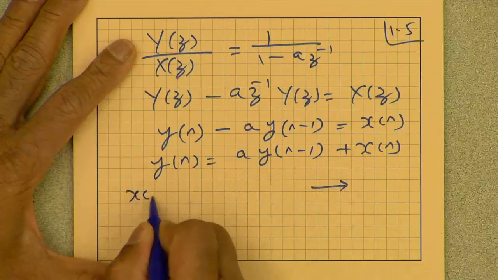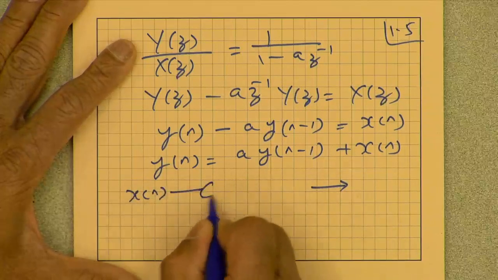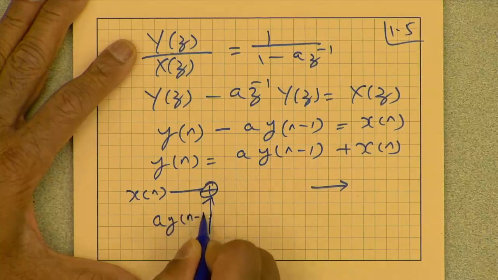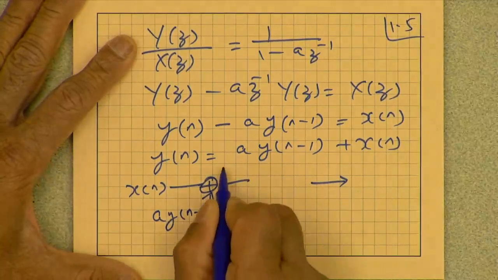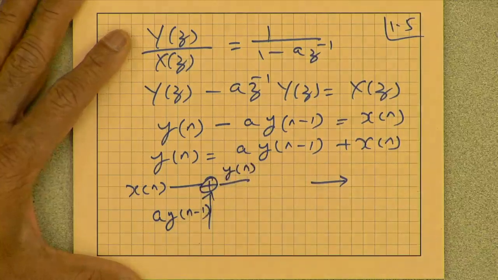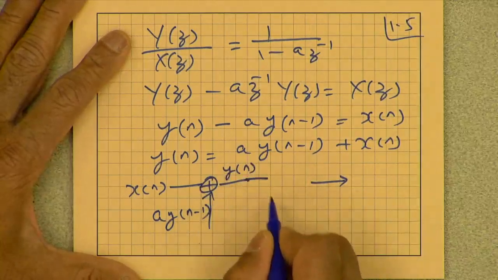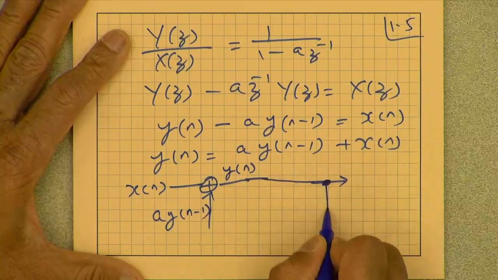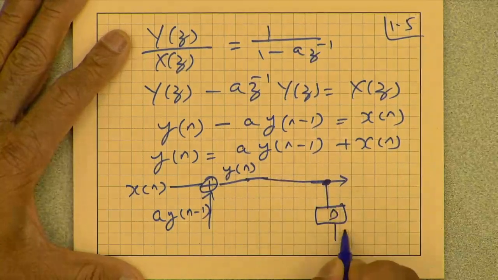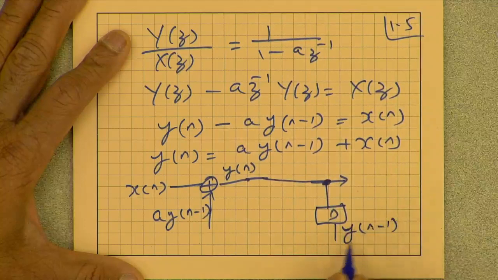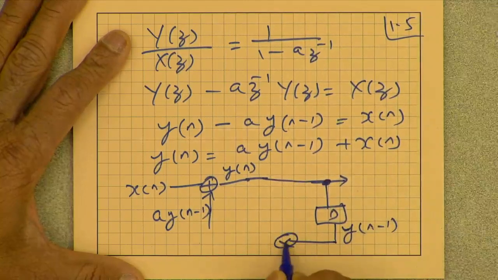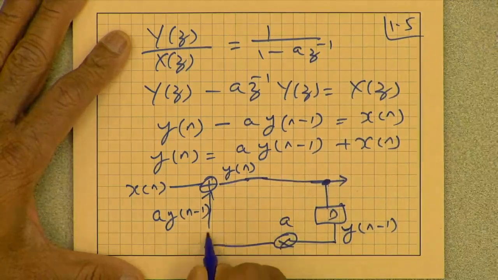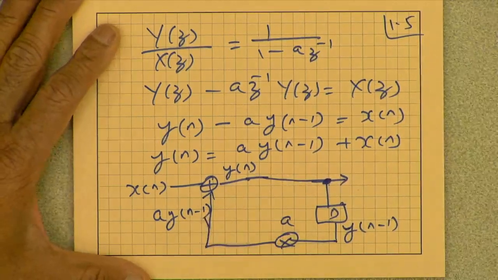If this is the input xn, and then I add to that a times yn minus 1, and that computes the output at time n, yn. I can get yn minus 1 by delaying the output yn by one sample delay, multiply by a, and that's a times yn minus 1.